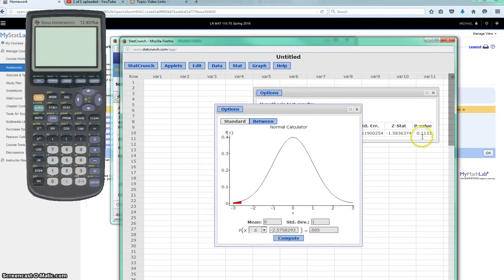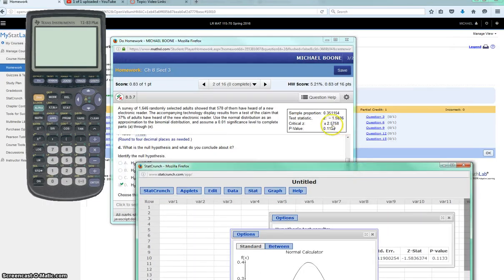Most people today just use the p-value approach. If the p-value is greater than your alpha, you fail to reject. If it's lower than your alpha, you reject. But this is how you find critical values. And let's just verify negative 2.58, right? So that's where we got our critical values at.